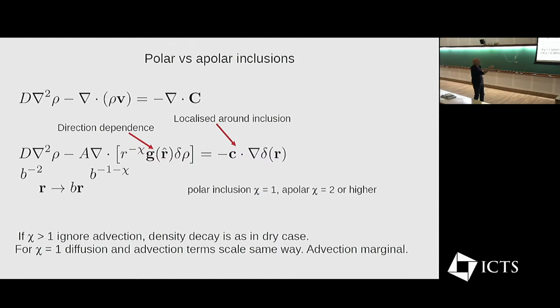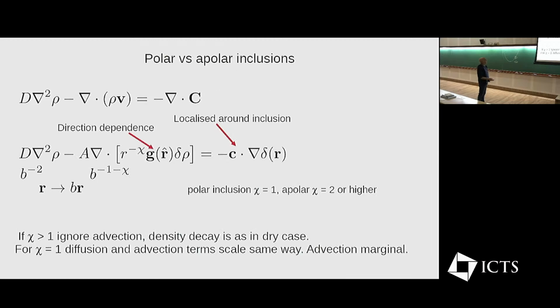So under r going to b r, this term will pick up a b to the minus 2, and this term will pick up a b to the minus 1 minus chi. So if chi is bigger than 1, the advection doesn't matter. If chi is equal to 1, that is, if it's a polar inclusion, these two terms rescale the same way. So advection is marginal. Okay, so that's the problem we are interested in solving.